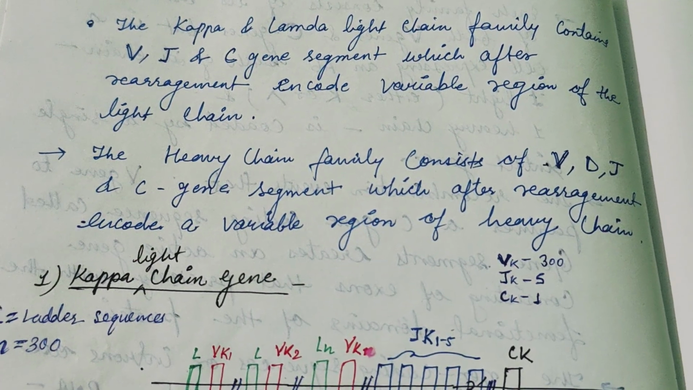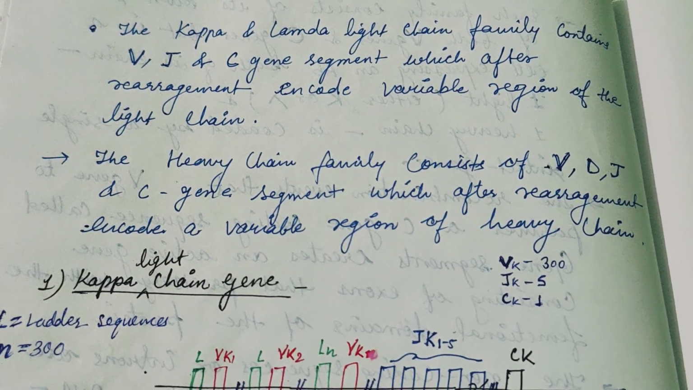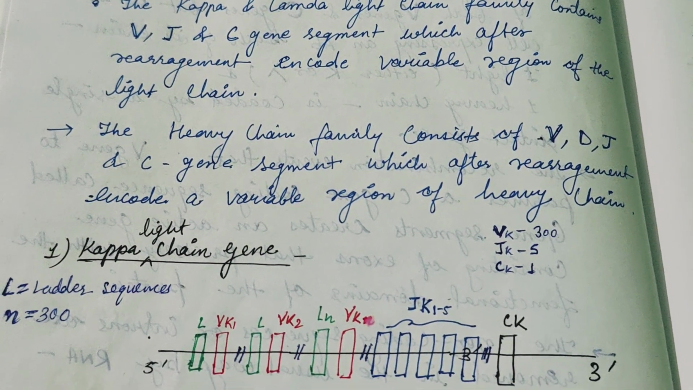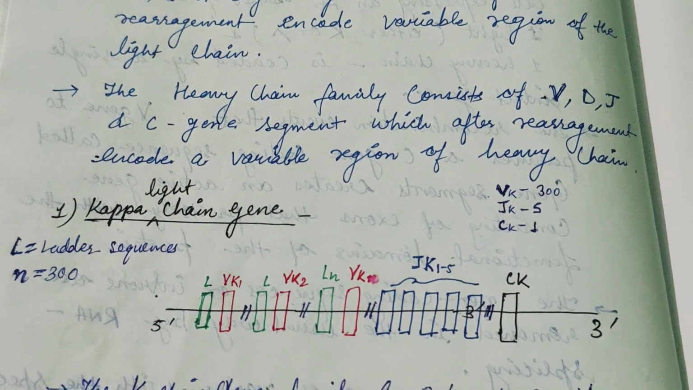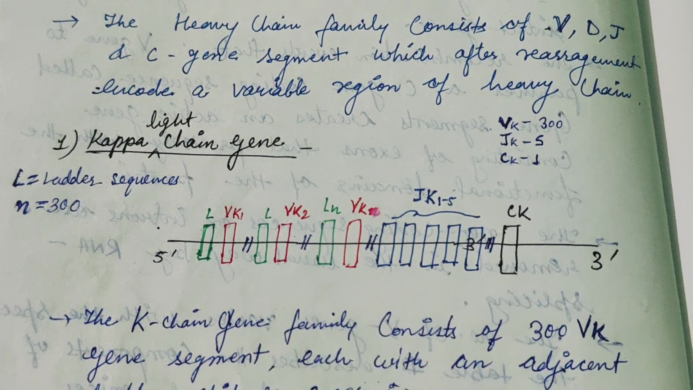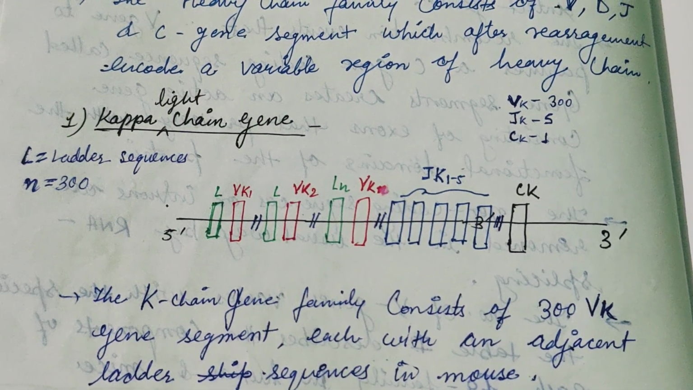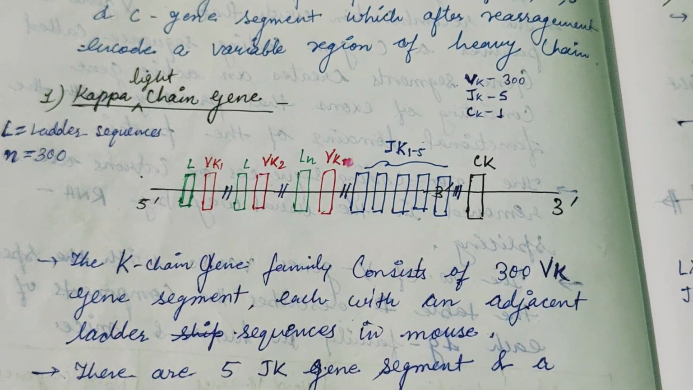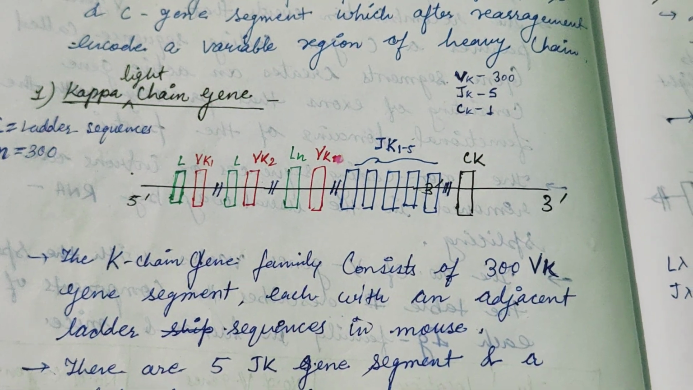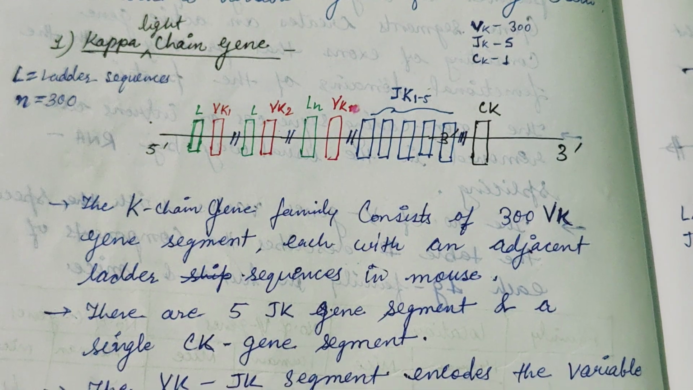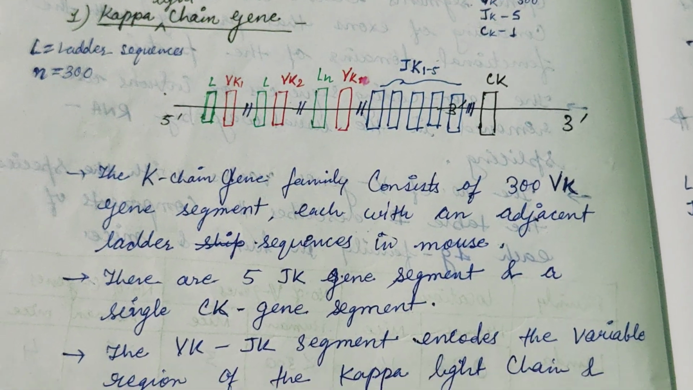The kappa and the lambda light chain families contain V, J and C gene segments, which after rearrangement encode the variable region of the light chain. So first one is the kappa light chain gene. In this figure, L describes the leader sequences, and V kappa genes are about 300 in number, while J kappa genes are 5 in number, and C kappa gene is 1 in number.